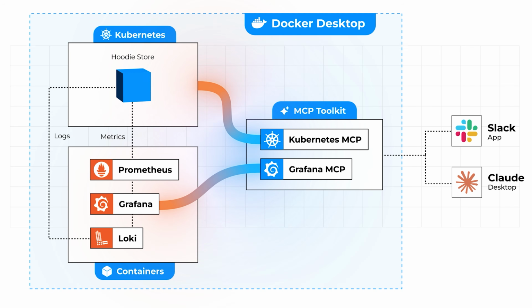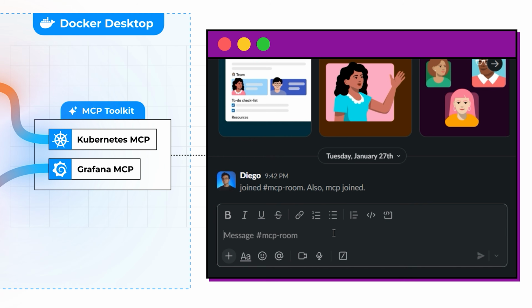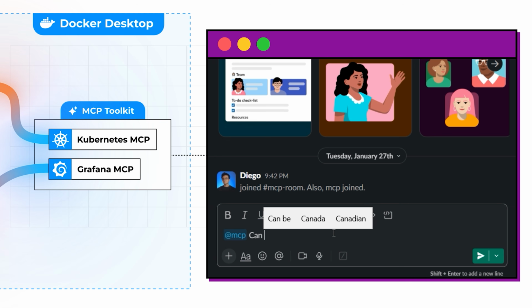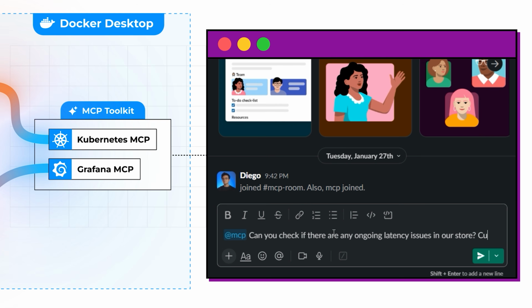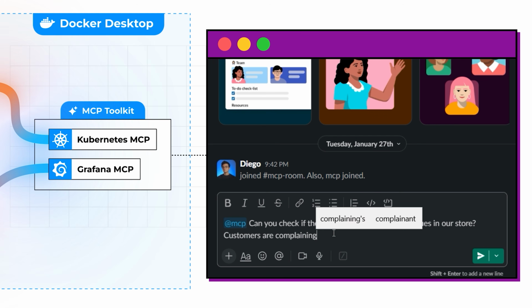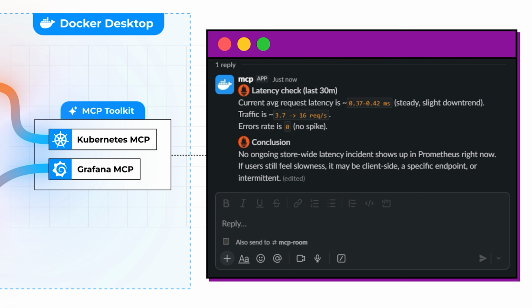So I built a Slack bot that is connected to an MCP client. This means that everyone on the team can interact with our MCP servers directly from Slack. For example, we can say, MCP, can you check if there are any ongoing latency issues in our store? Customers are complaining. The cool part is that he is smart enough to say, I already gathered enough information, now I can reply to the question. Okay, so he just replied.